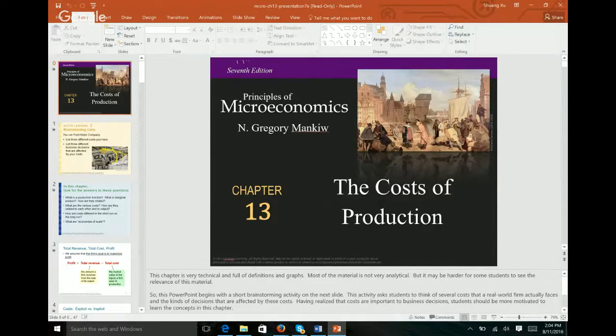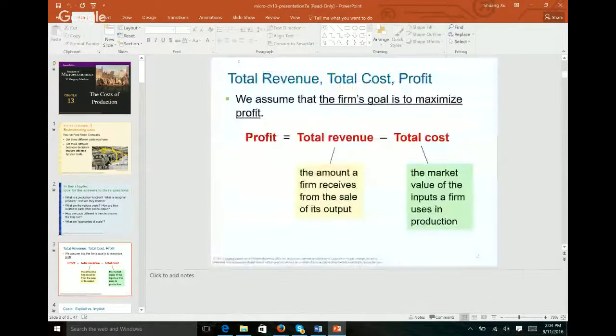Okay, so for cost of production, this is a very important formula. You should know that the profit for every company equals the total revenue minus total cost. Now, revenue is how much money is coming into the company, and cost is how much money is going out. And what's the leftover? That's your profit. So also know that the goal for every company is to maximize its profit.